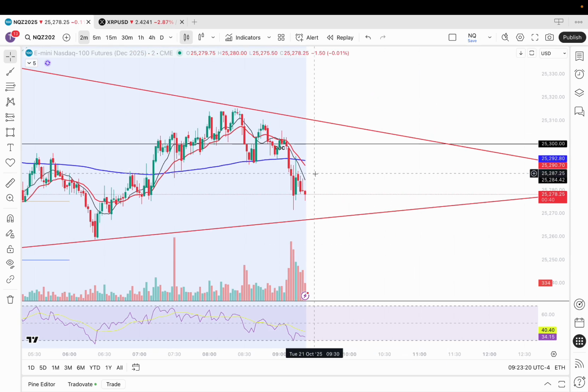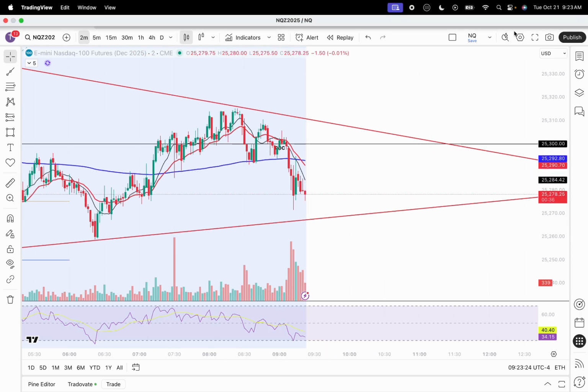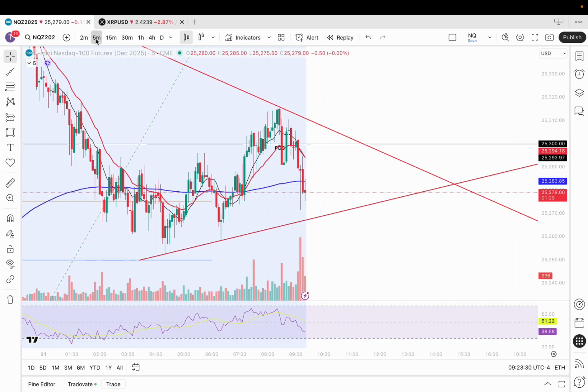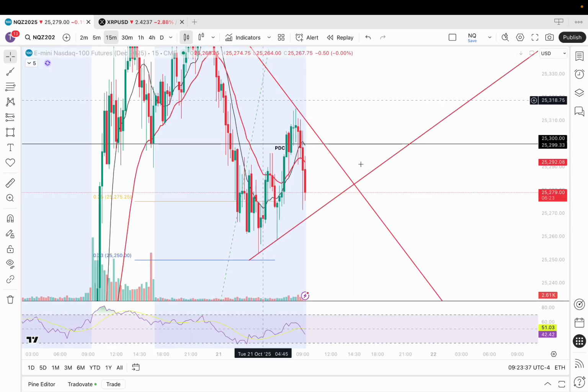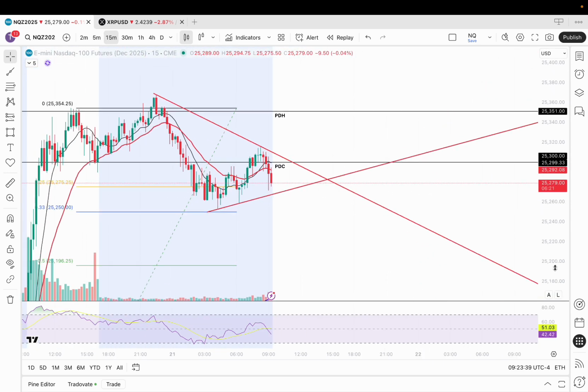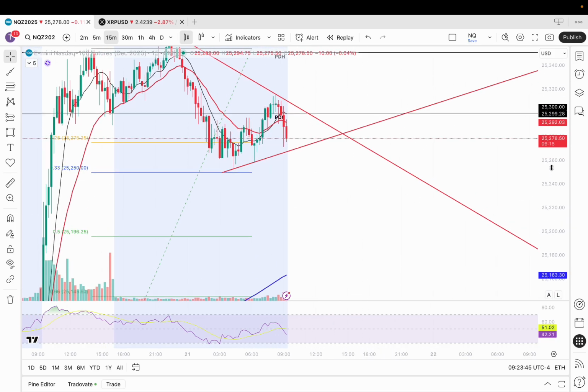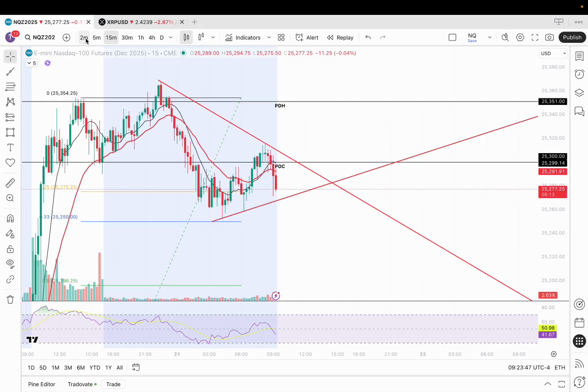At open, you can see these moving averages are crossing down under the 200. The 5-minute moving averages are still above, but they're pointing down. The 15-minute, they are above, but they're starting to curl here. We'll see what happens.